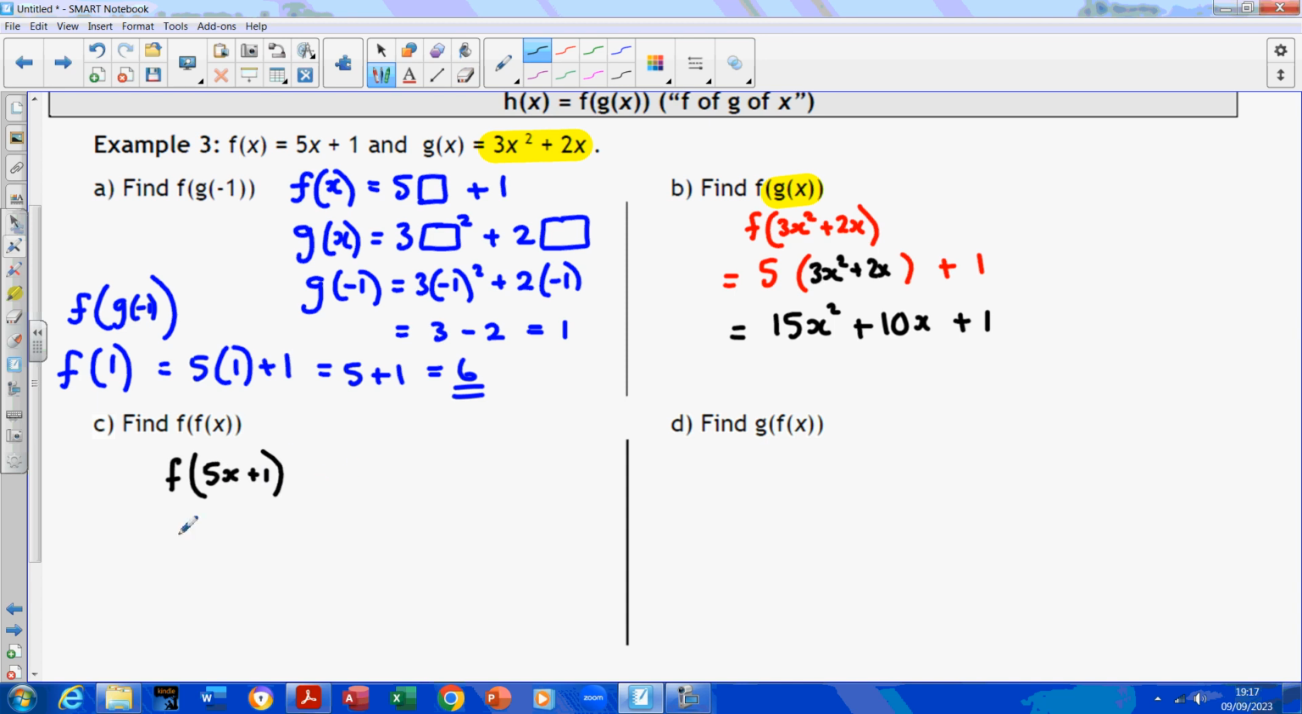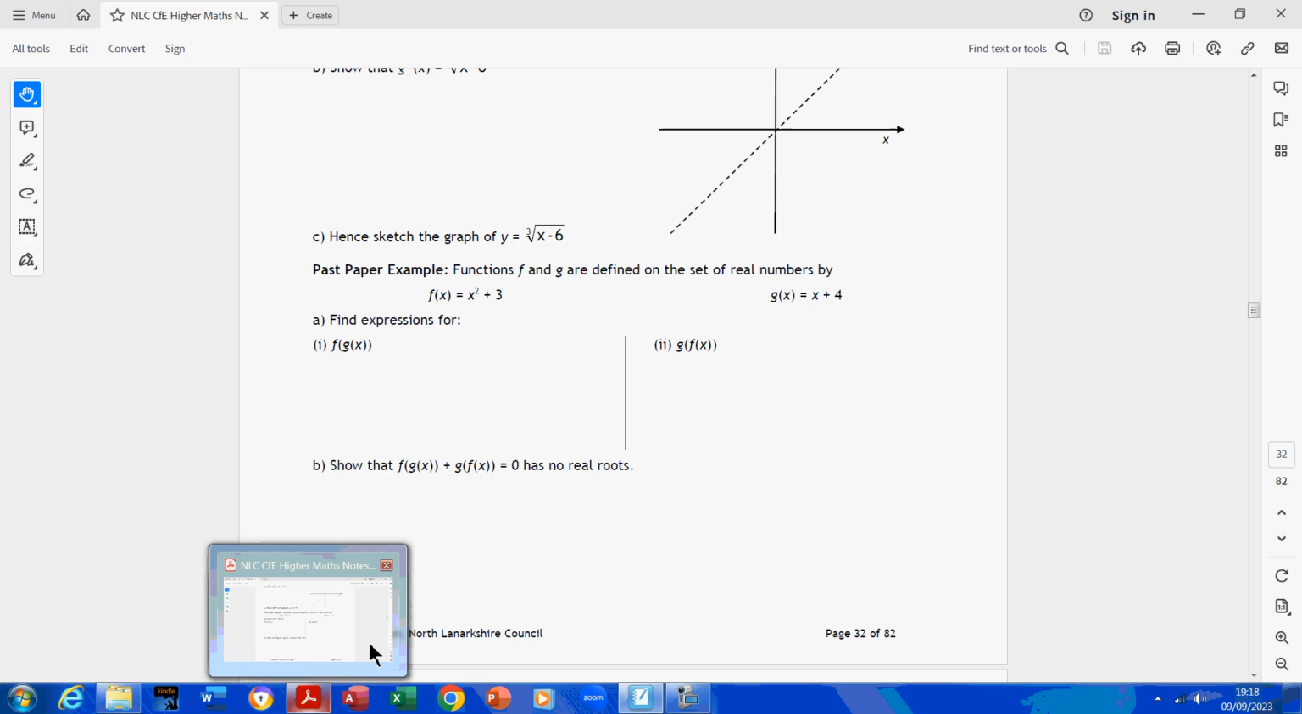Now, what does function f do to the thing in the bracket? Function f multiplies it by 5 and adds on 1. So it's 5 times whatever is in the bracket plus 1. It's 5x plus 1 that's in the bracket. So we tidy that up. 5 times 5x is 25x. 5 times 1 is 5, but we've got another wee one tagged at the end. So that gives me 25x plus 6. And that's f of fx.